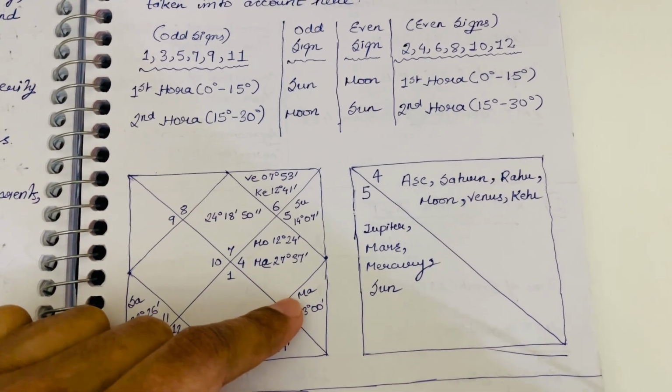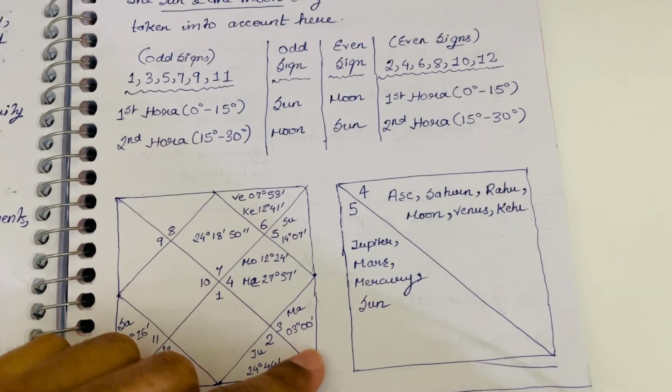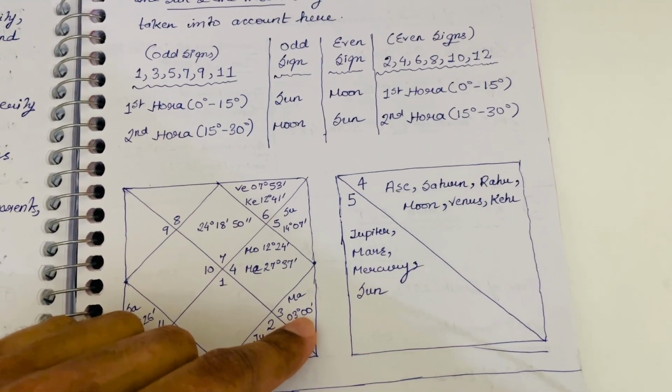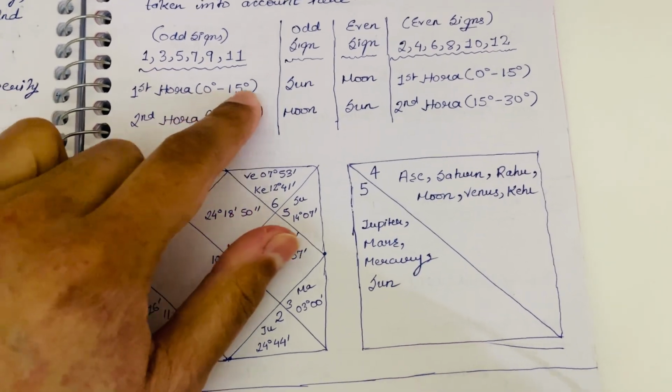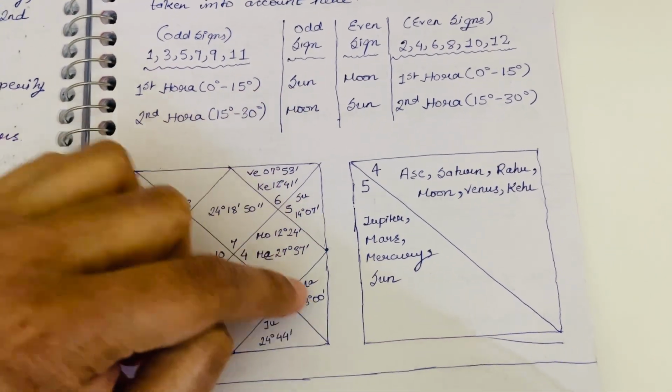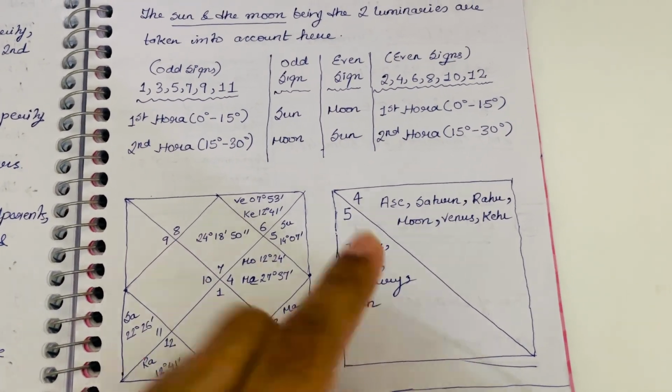Let's come to Mars. Mars is in the sign of Gemini. Gemini is an odd sign. The longitude of Mars is 3 degrees and 00 minute. 3 degrees 00 minute is falling in the first Hora, that is ruled by Sun, Leo. So Mars will come in the Leo. Okay, so here I have written Mars.